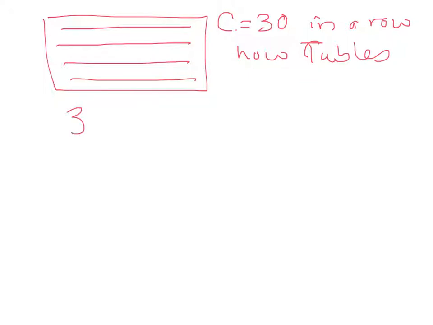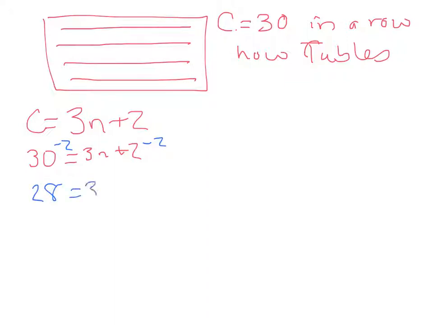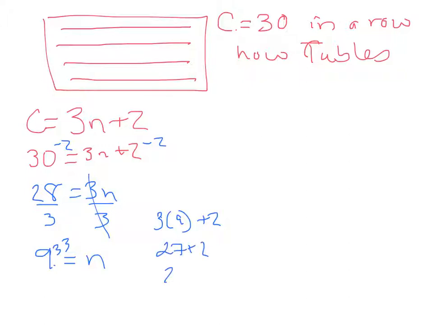So again, we're working backwards. We have C is 30, so 30 equals 3n plus 2. We want to remove that 2 from both sides, so we have 28 equals 3n. Divide by 3, divide by 3. 28 divided by 3 is 9.333, sorry, so 9 1/3. So that's not going to give us enough. 9 tables is 27 plus 2, that's going to give us 29.